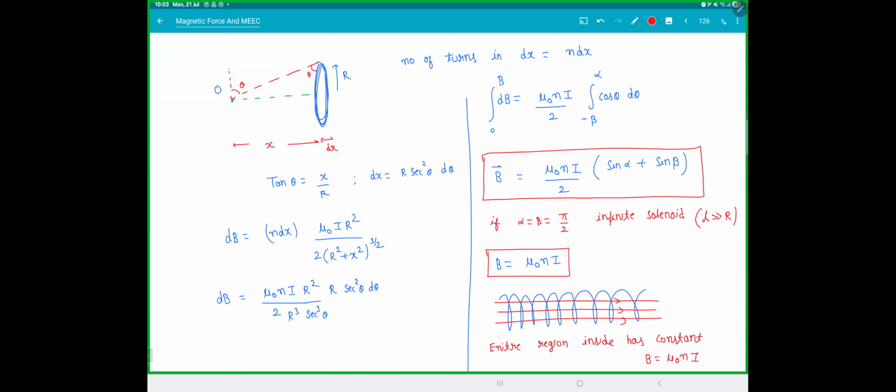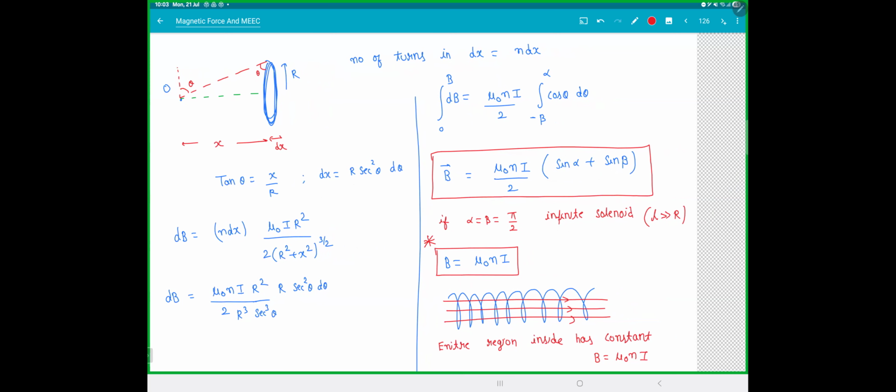There, it doesn't depend on the length or the radius, it just depends on the current and the number of turns per unit length. That's your infinite solenoid. Quite a useful result. You should definitely remember this. Clear how we derived it for a finite solenoid?